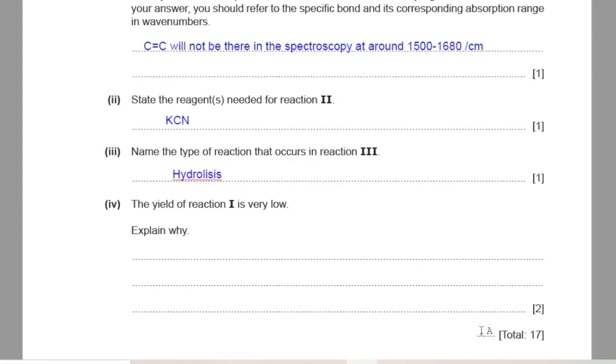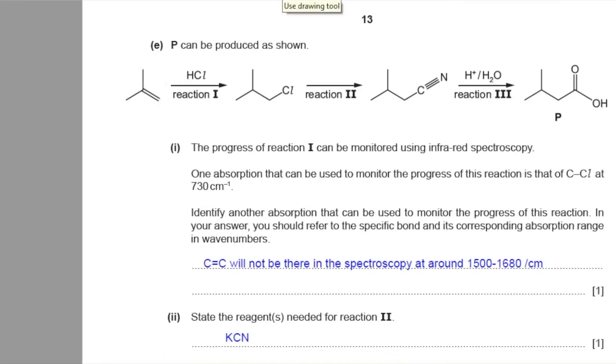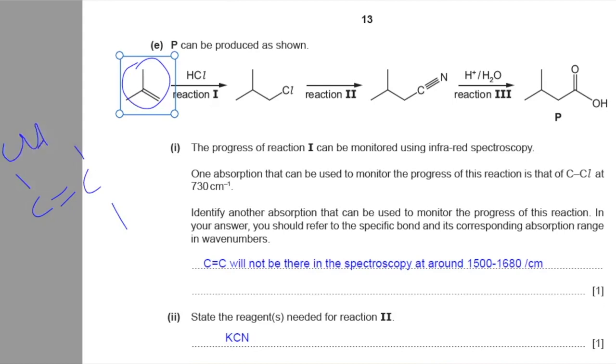Part 4, the yield of reaction 1 is very low. Explain why. I'll draw the structural formula of the reactant reacting over here. This is C to Cl, C=C double bond and CH3 here and CH3 here. When this reacts with HCl, there are chances that Cl might attach to this end. If Cl attaches to this end and forms a halogenoalkane, it will be a tertiary halogenoalkane. And if Cl attaches to this carbon atom, this will form a primary halogenoalkane.